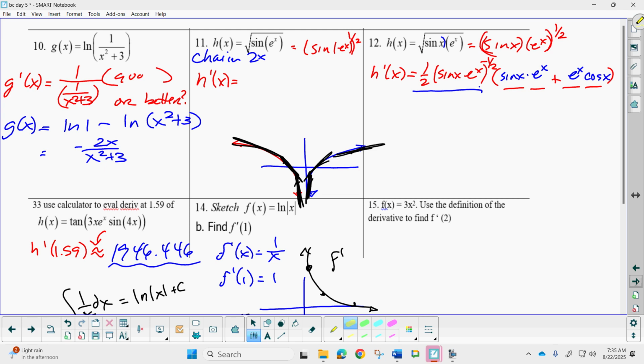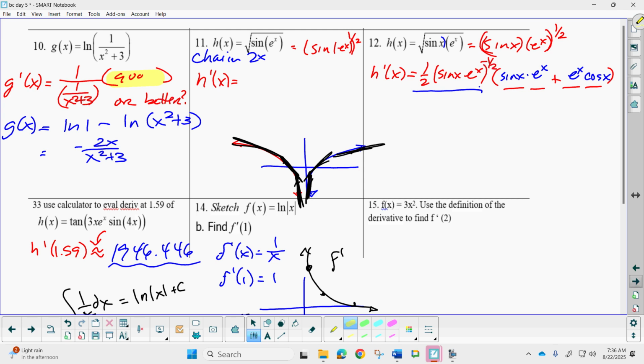10, you would need the quotient rule. I guess if you use the chain rule the way it is, then you'll have to use the quotient rule for the derivative of the inside. But a better way to do that would be to make your life easy. A good mathematician says, how do I make my life easy?